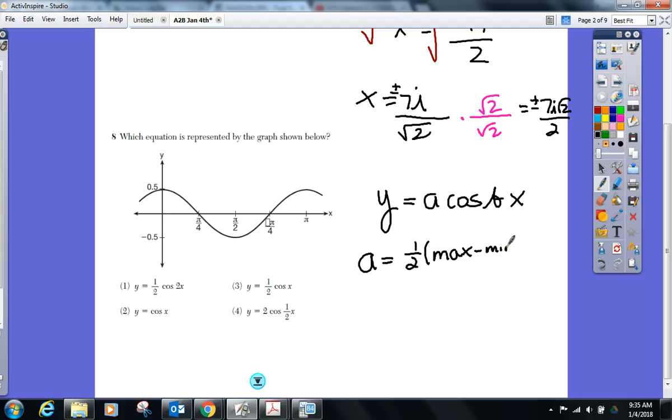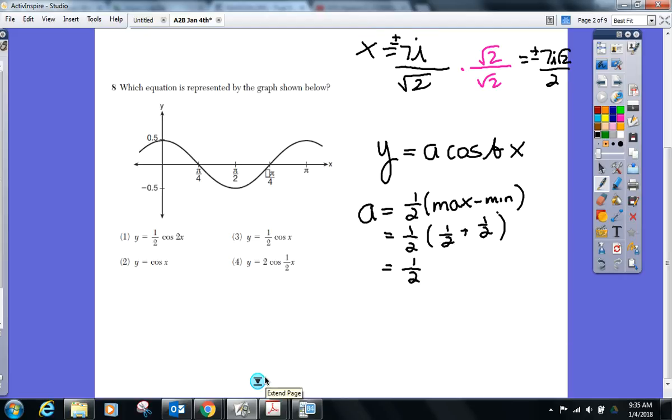Okay, so here we go, Grace. What's the maximum this reaches, this graph? 1/2 minus what minimum does it reach? So it becomes plus 1/2. And that becomes, if they're both the same, the amplitude's 1/2. So we can get rid of which 2 choices now, Grace? 2 and 4 are gone.